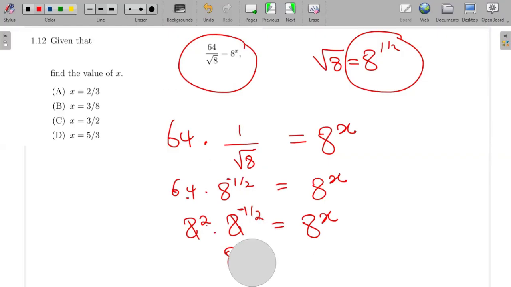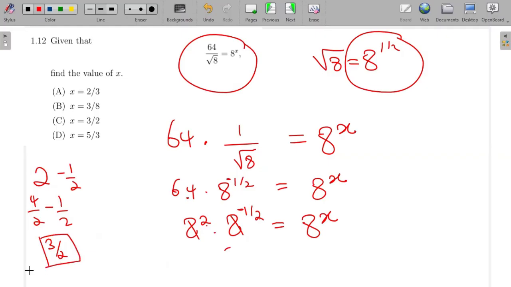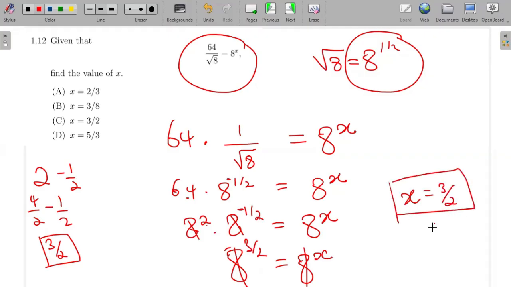And then now we can combine the powers. So that would be 2 minus 1 over 2. This one is the same as 4 over 2 minus 1 over 2. So this would just be 3 over 2. So this will be 8 to the power 3 over 2 is equal to 8^x. So you can cancel out 8, cancel out 8. We just have x is equal to 3 over 2. Okay, so that's what we have.